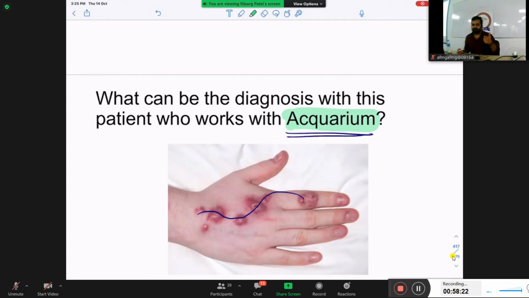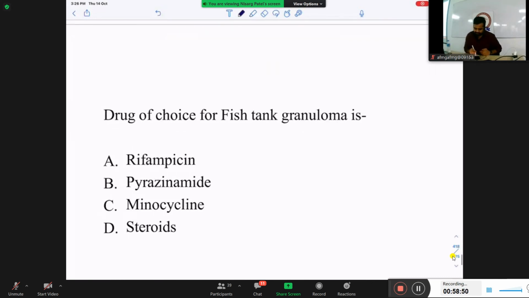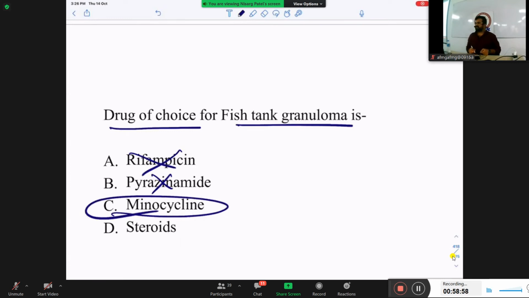फिश टैंक ग्रैन्युलोमा, प्रोफेशन क्या दिया होगा? एक्वेरियम में काम कर रहा है, फिश के साथ काम कर रहा है. एटिपिकल माइकोबैक्टीरिया. एटिपिकल माइकोबैक्टीरिया में कल दो बताए थे. माइकोबैक्टीरियम आवियम कॉम्प्लेक्स होता है और माइकोबैक्टीरियम मारिनम होता है. ड्रग ऑफ चॉइस माइकोबैक्टीरियम आवियम कॉम्प्लेक्स की होती है एजिथ्रोमाइसिन. यहाँ पे हम मिनोसाइक्लिन और एजिथ्रोमाइसिन दोनों ले सकते हैं. Disease है fish tank granuloma. So ये MCQ आएगा. Drug of choice for the fish tank granuloma. So rifampicin pyrazinamide नहीं सोचेंगे, हम सोचेंगे minocycline देंगे because it is an atypical mycobacterial infection.